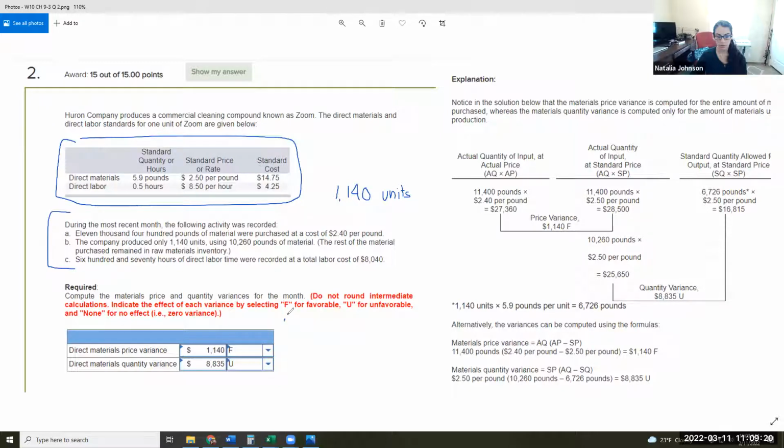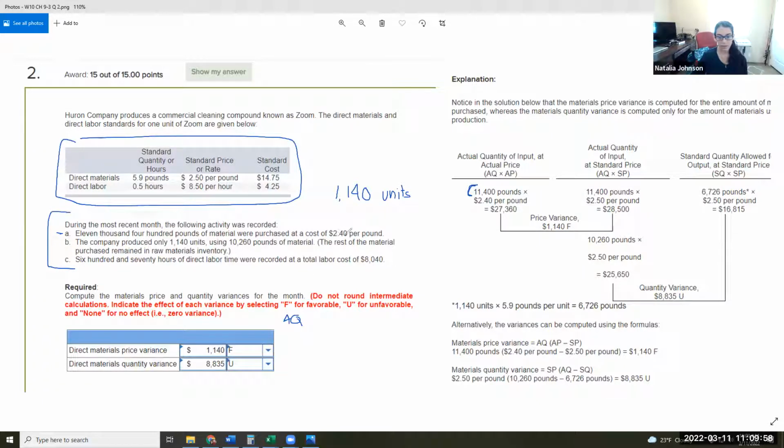So the AQ is, what is it? Let's see. 11,400 pounds, right? Yeah, it's only the 11,400, because we have to use what we actually purchased, not what we actually used, in the price variance. Yeah, what we actually purchased. So that was letter A, 11,400 is the actual quantity.